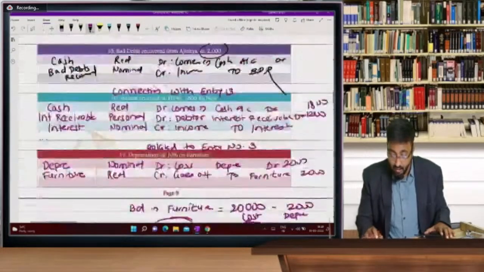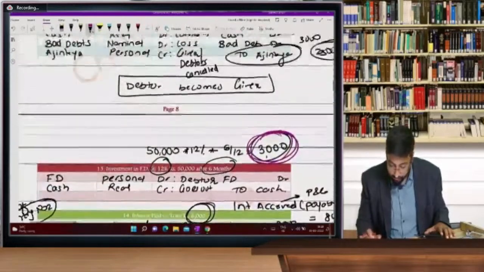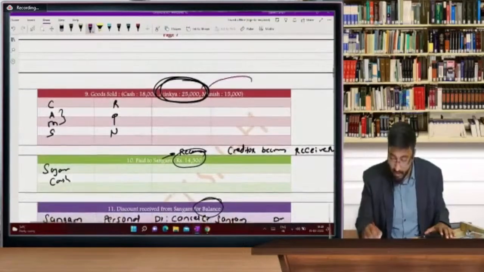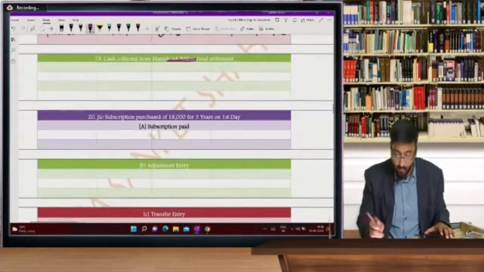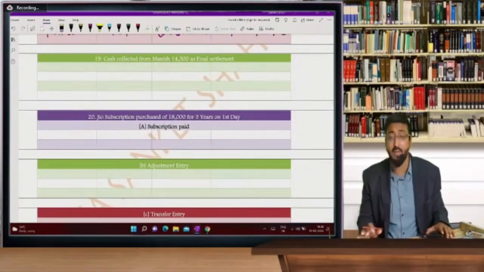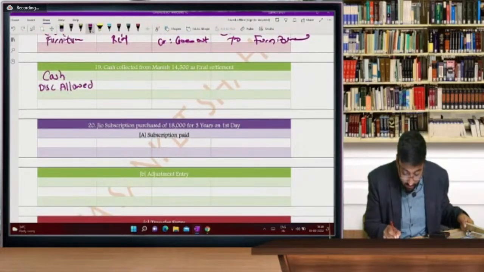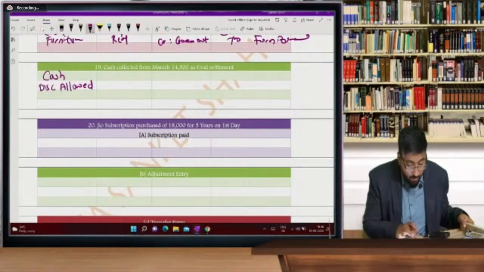Cash collected from, so this is related to entry number, Manish ji, 15,000. 14,500 as a final settlement, so discount. So here it is discount allowed. So cash, not discount received, beta, discount allowed. Bapan Das ji, you are wrong. Beta, there is no sale of furniture account, only furniture account.